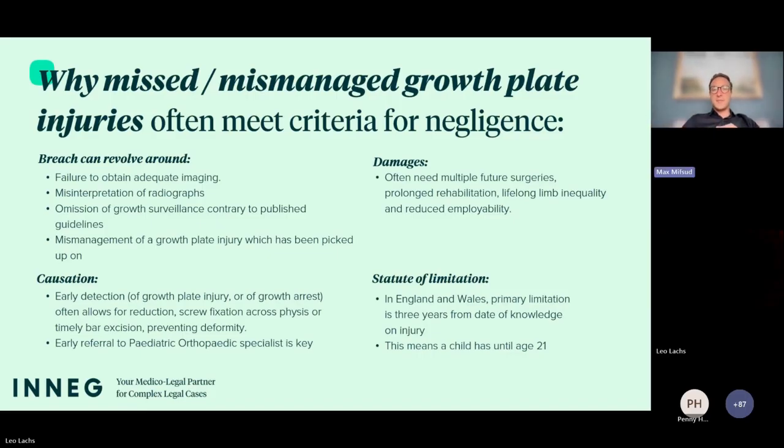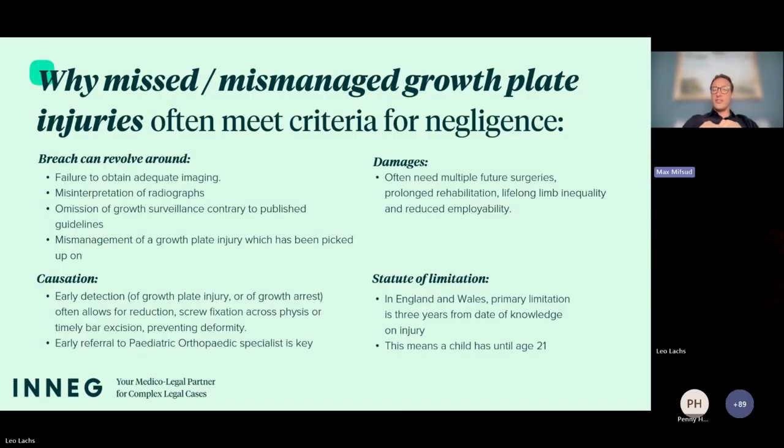There are various aspects that often get put through the various experts for the claimants and for the defendant. Typically, it involves the early stages. That means failure to obtain the right imaging, or the right imaging has been obtained, but the interpretation has been wrong. And that normally sets the wrong tone for the remainder of treatment, because if you've not picked up on a potential growth plate injury and a potential growth arrest, you are unlikely to be appropriately followed up to make sure that even if you do get a consequence of your injury, that is appropriately managed. And therefore, early detection and appropriate treatment with referral to a pediatric orthopedic specialist is really important.